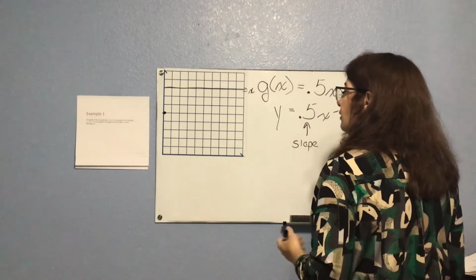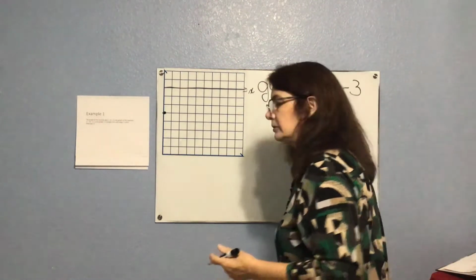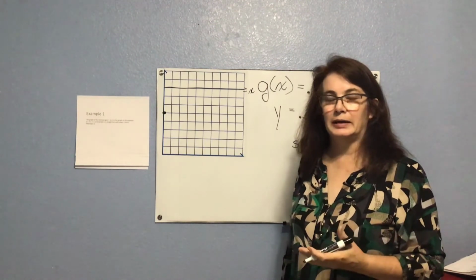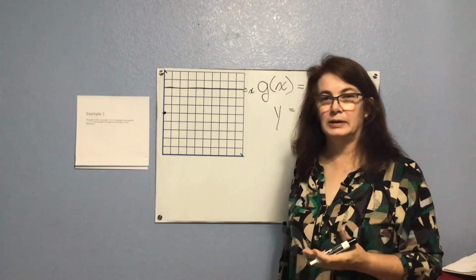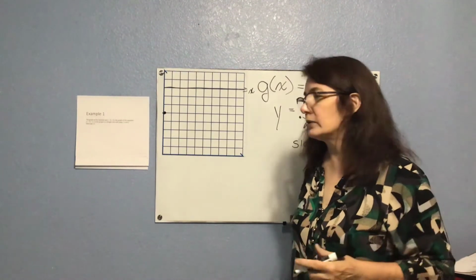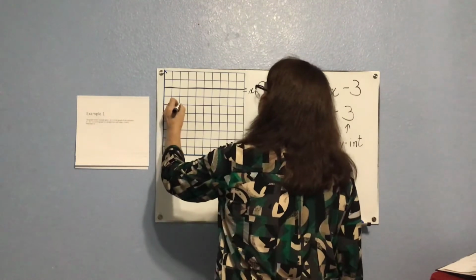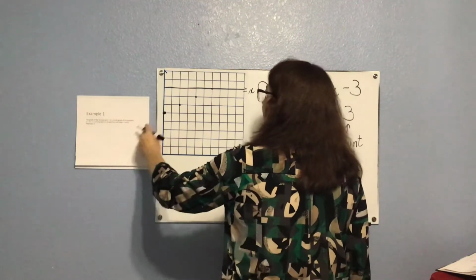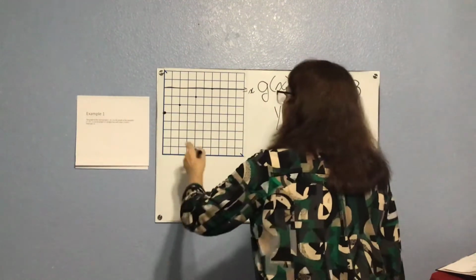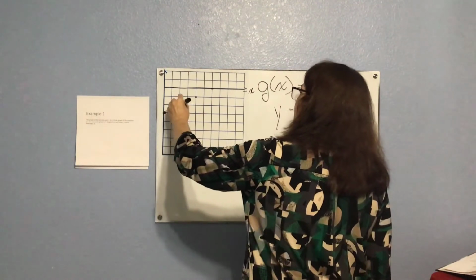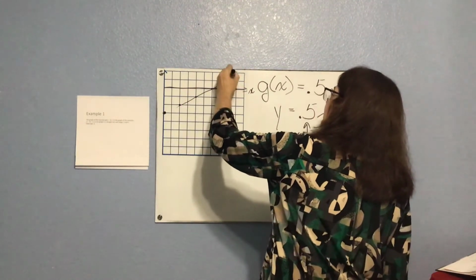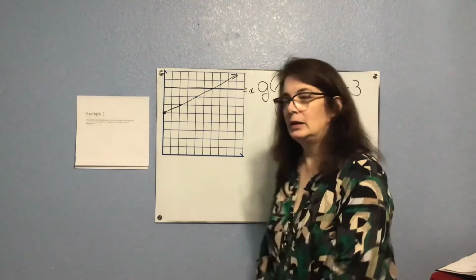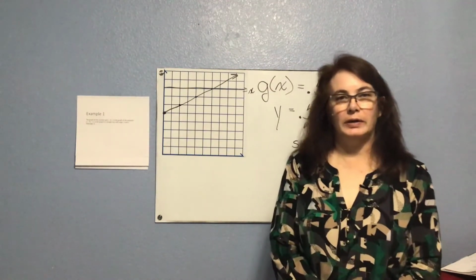And then the slope is 0.5. So slope, rise over run, I go up 0.5 and over 1. To make it a little easier to count, I'm going to double both of those and say 1 over 2. So up 1 over 2, up 1 over 2, and so on. And we know this is a linear equation, so we're going to have a straight line just like this. Pause your video and work on checkpoint 1.